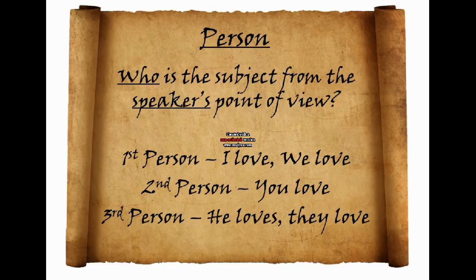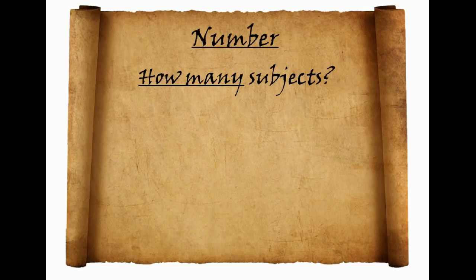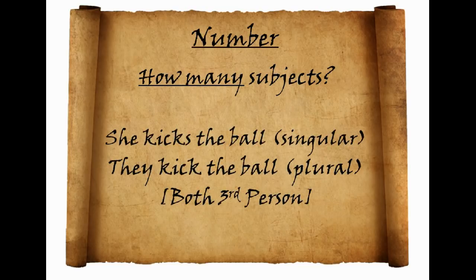In the second person, he's speaking to someone, either one person or a group, so you love, either plural or singular. And third person is speaking about a third party: he loves, she loves, it loves, they love, for example. The number tells us how many subjects there are. It can be singular or plural. For example, she kicks the ball is singular, they kick the ball is plural, but both of these are still in the third person.